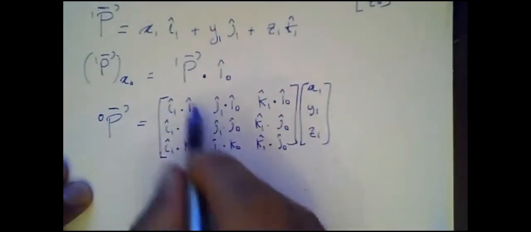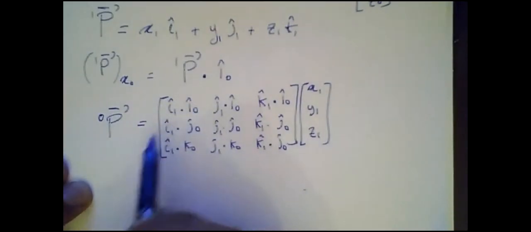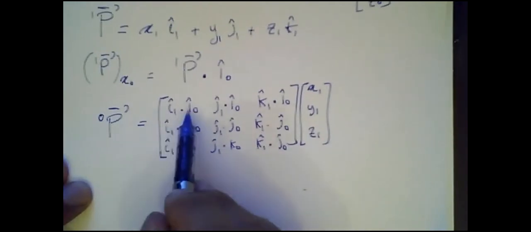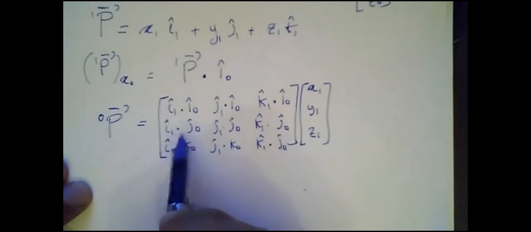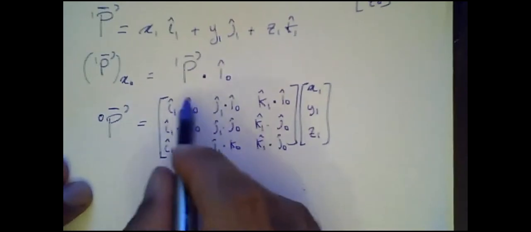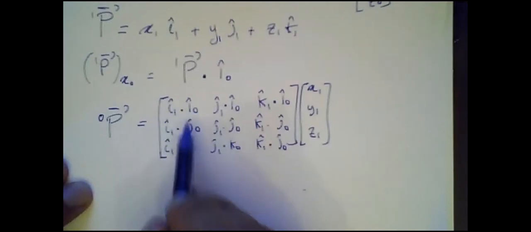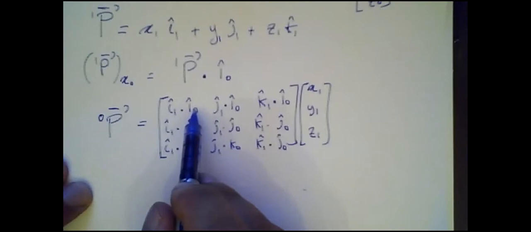If you look more into this vector right here, this is i1 dot i0, i1 dot j0, and then i1 dot k0. This is actually nothing but the projection of vector i1 into the vector i0.